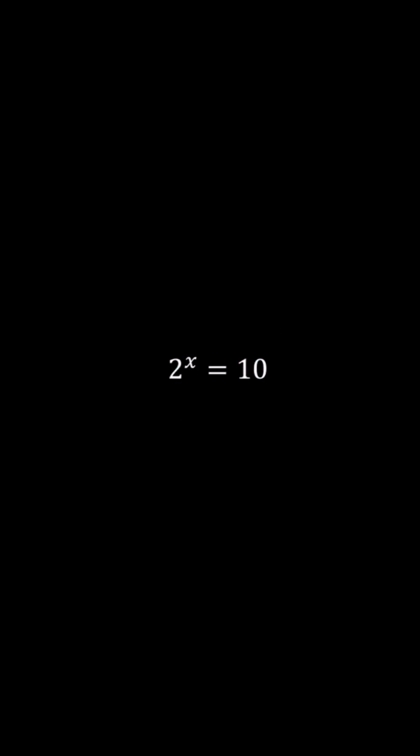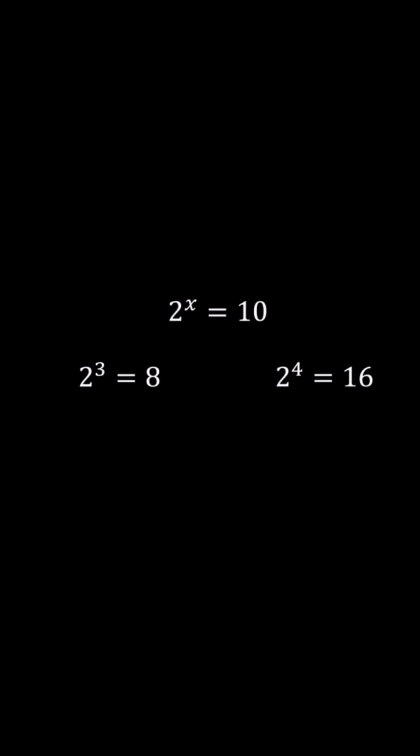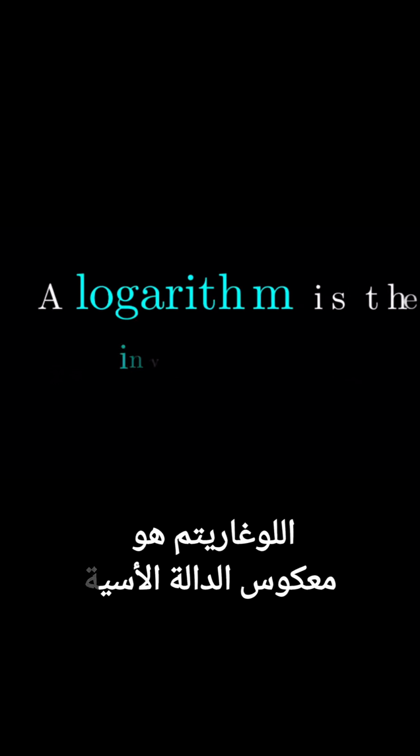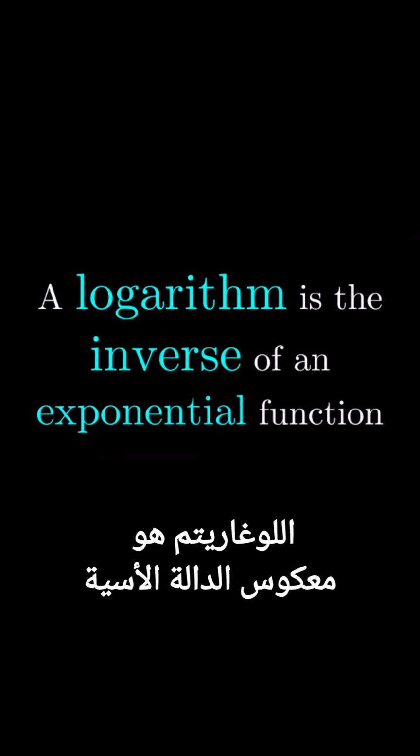But what if the numbers do not work out so neatly? Here, x cannot be 3, because that gives 8, and it cannot be 4 because that gives 16. So the solution must lie somewhere between 3 and 4. This is exactly where logarithms come in. A logarithm is simply the inverse of an exponential function.